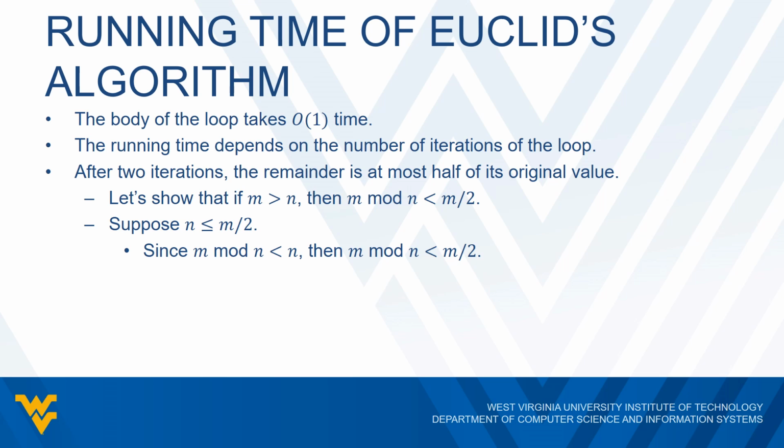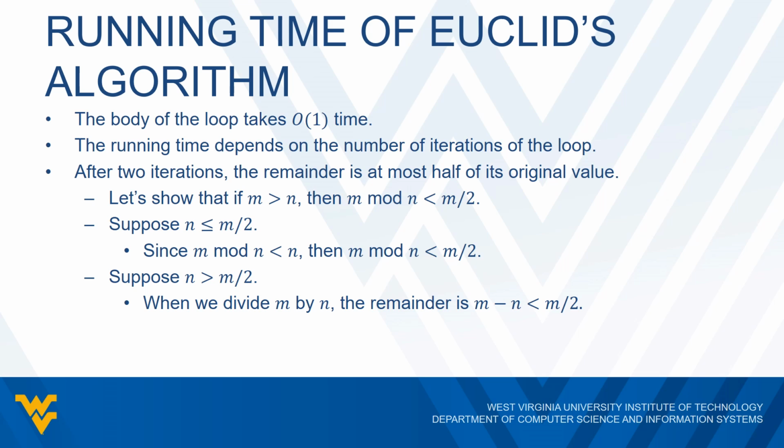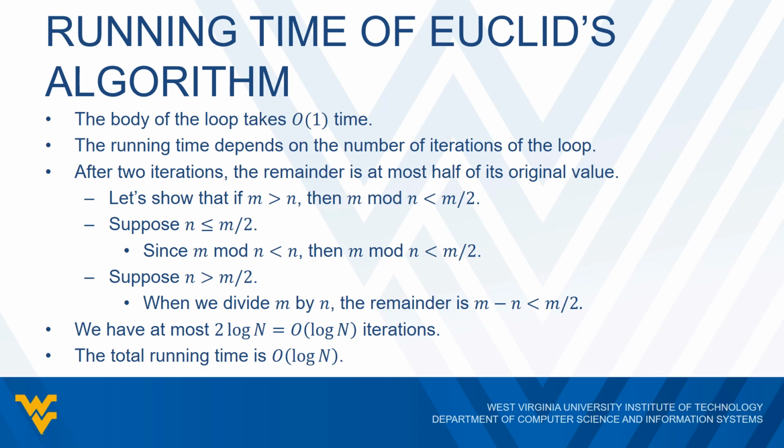Now let's consider a second case, where n is strictly greater than m over 2. So what's going to happen is when we divide m by n, the remainder is going to be m minus n. And that has to be less than m over 2. There's just no way around it. It has to be strictly less than m over 2 because since n is already more than m over 2, when we subtract n from m, that result has to be less than m over 2. So that means that the m mod n has to be less than m over 2. So we're good there. So we've shown this. So after 2 iterations, the remainder has to be half of the original value, or m over 2. So that means we have 2 log n iterations. Now the 2 part is removed in the O notation, so this turns out to be O of log n iterations. Therefore, the total running time of the algorithm is going to be O of log n.